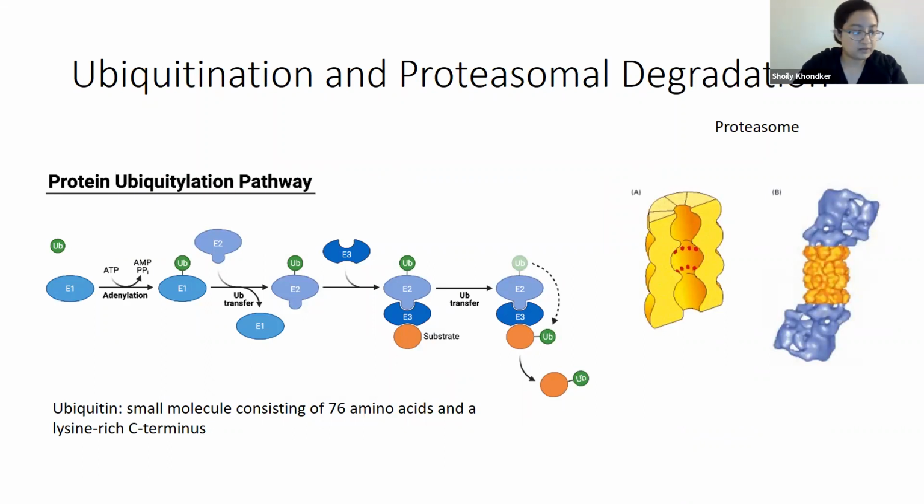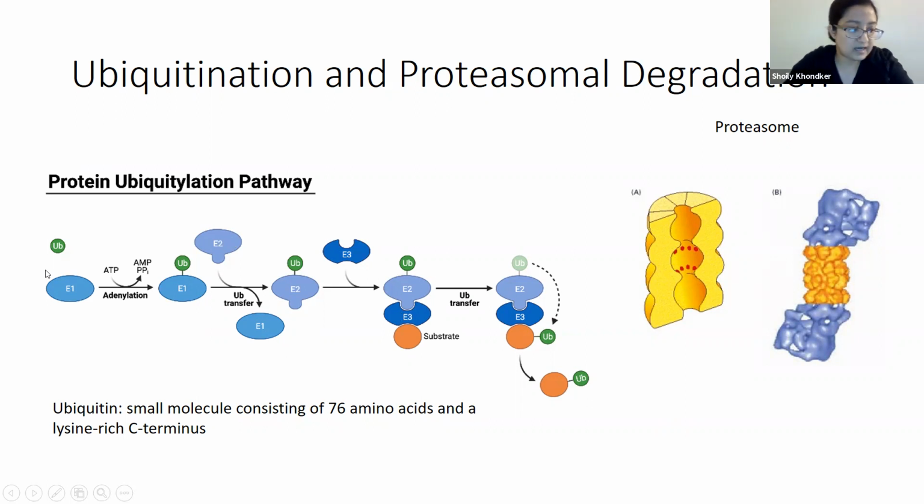Next, I'm going to talk about deubiquitination, which is one of the mechanisms for promoting protein degradation. Ubiquitination is carried out by 3 enzymes that work in conjunction with each other. They're referred to as E1, E2, and E3.